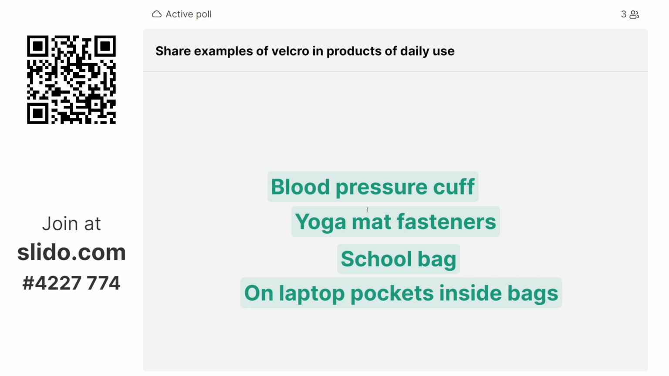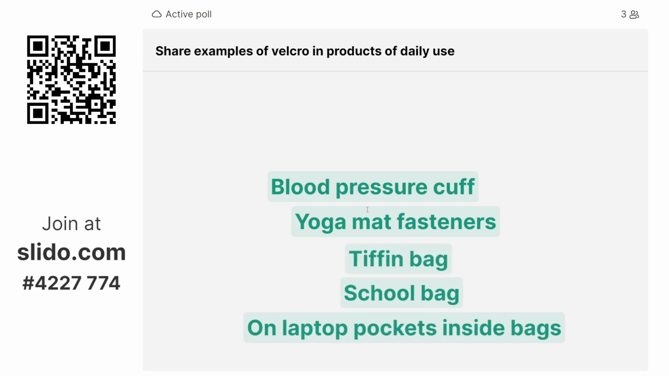Okay, so let's try to diversify ourselves. So we have seen baggages. So we have got school bag, we have got laptop bags. We have seen the yoga mat fasteners. We have seen the blood pressure device. Very well. Let's widen this up a bit more. Come on. We are doing great. Tiffin bags. Great.